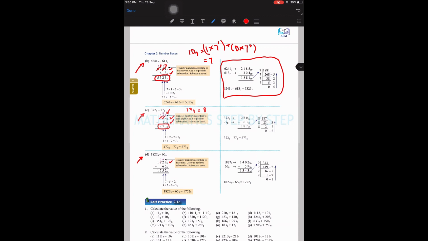1827 base 9 minus 65 base 9. 7 minus 5 gives us 2. 2, 1 to minus 6 is not enough, so we borrow 1 from here. Now 8 becomes 7. Then we have 9 here. So why is it 9? Because 10 base 9 is equal to 9. Okay, so 9 plus 2 minus 6 gives us 5. Then 7 here, 1 here. Okay, so we have reached the answer.